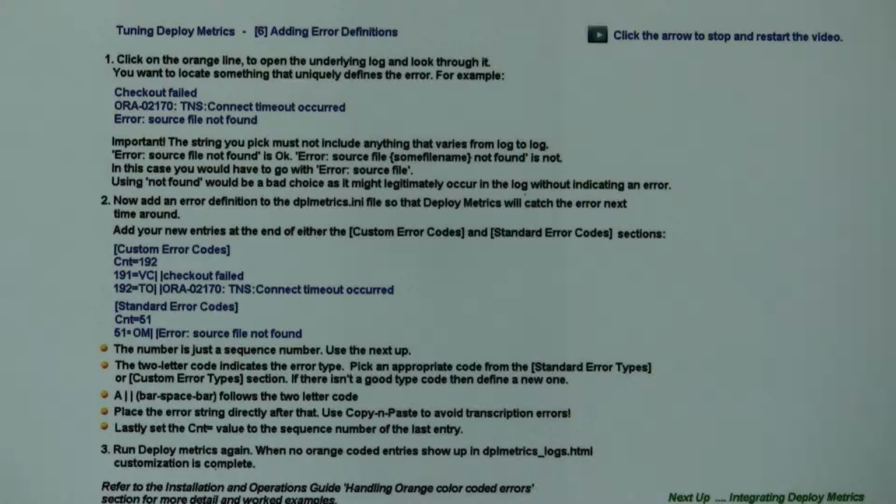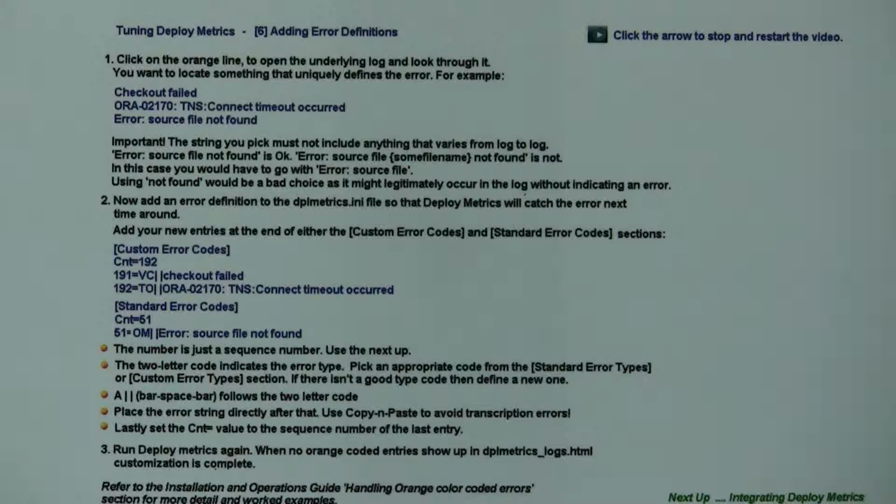To define the error to DPL Metrics, open the dplmetrics.ini file in Notepad and add an entry at the end of the preset definitions in either the custom error codes or standard error codes sections. The entry is quite simple. A sequence number, values with a 2-letter type code, a force code you can ignore for now, and then a string, each separated by vertical bars.